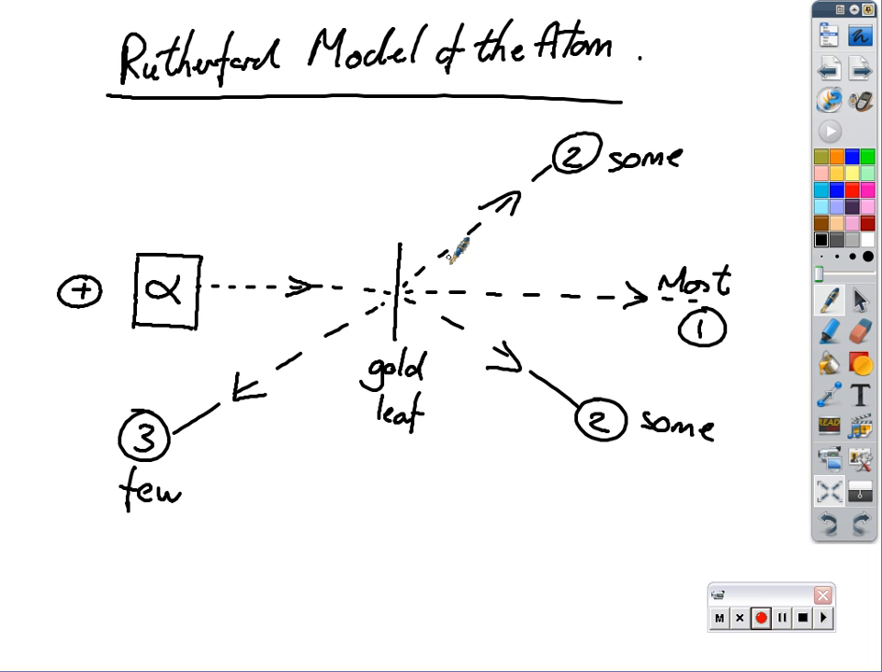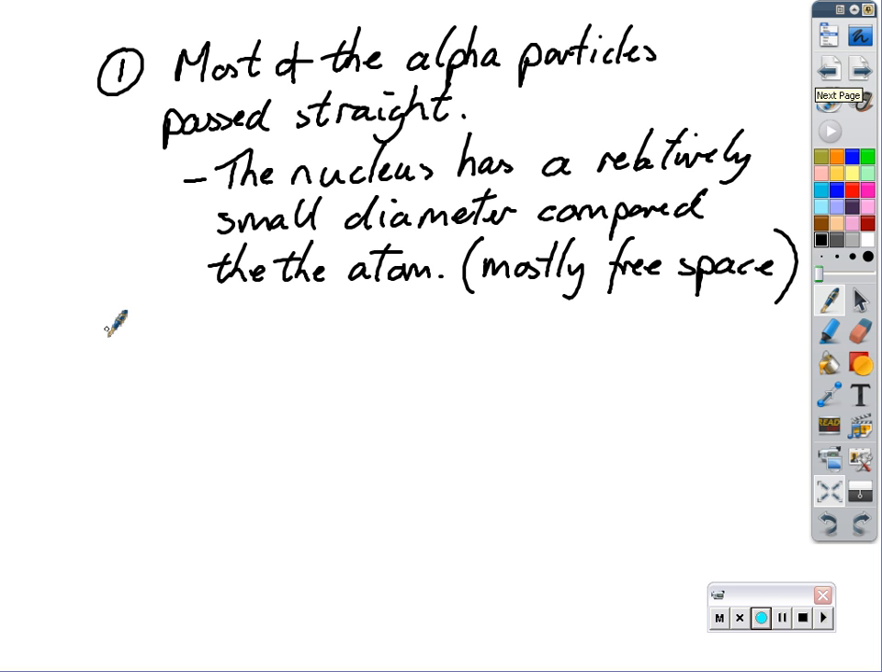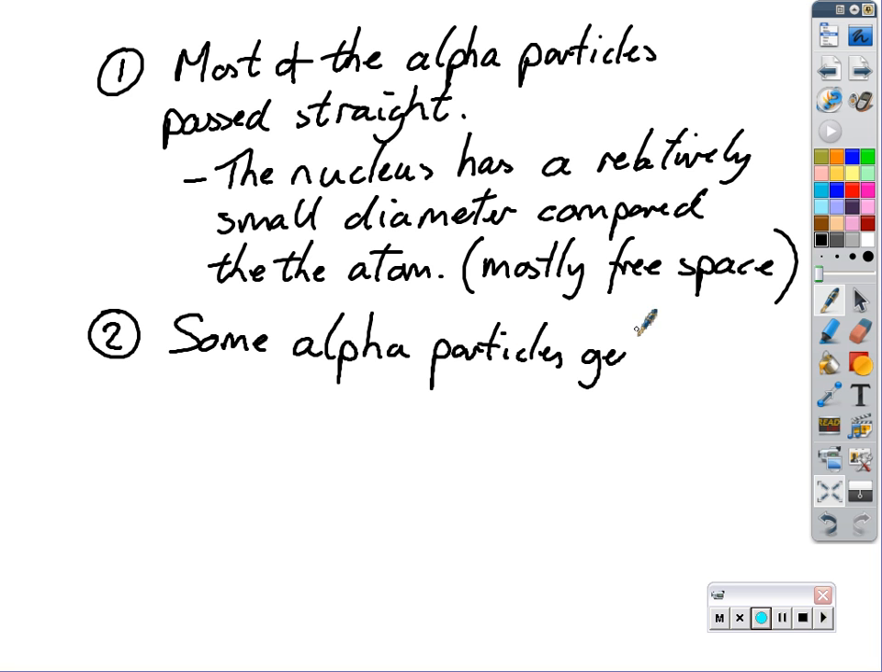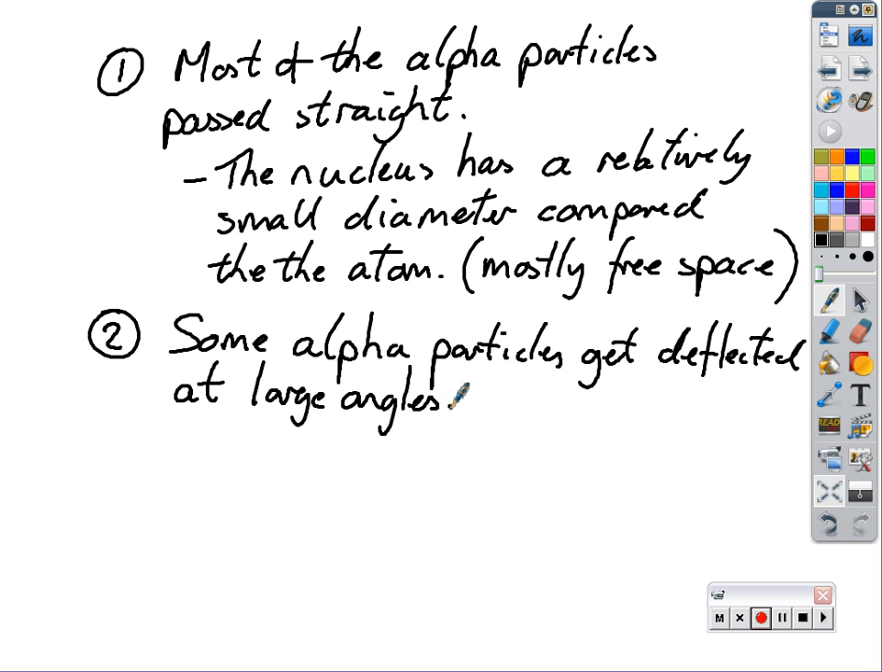So, number 2, some alpha particles get deflected at large angles, which means that the nucleus has a large mass. Now what this tells us is that most of the mass of the atom is concentrated in the nucleus. Because if it was bouncing off these little rotating electrons, most of it wouldn't get deflected at these angles. If electrons are going around outside, they could be going anywhere.